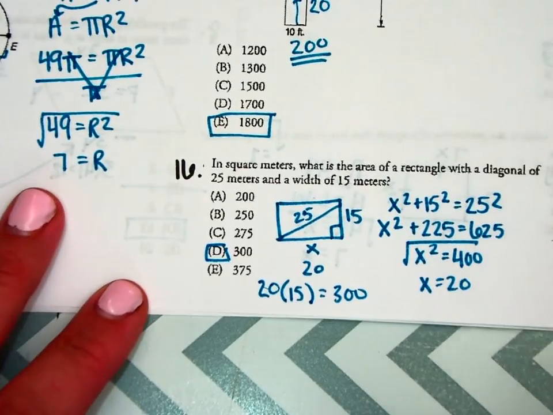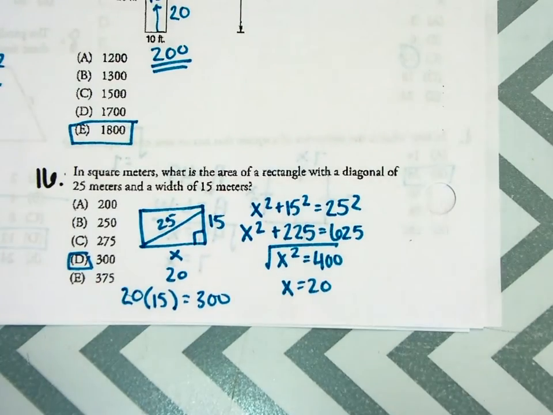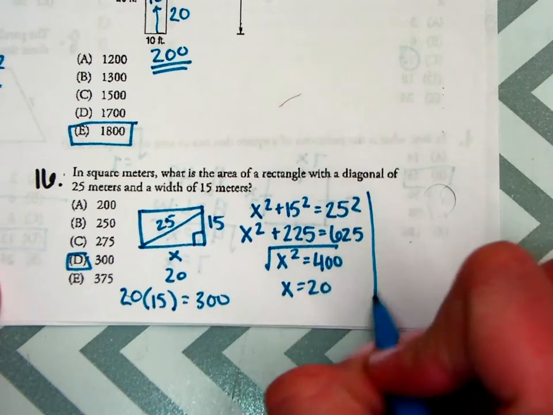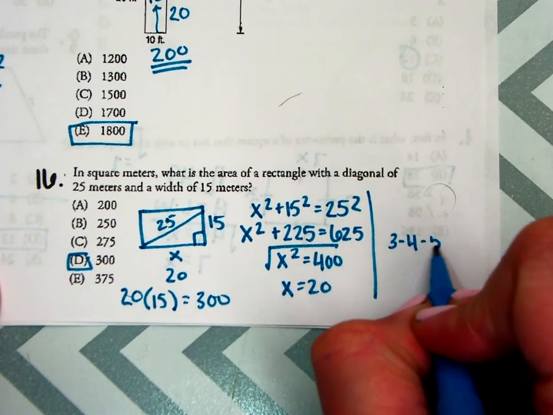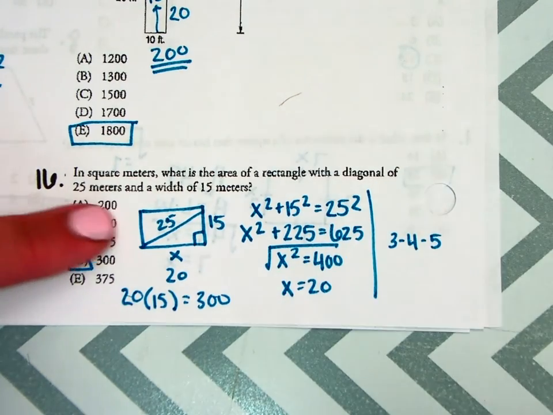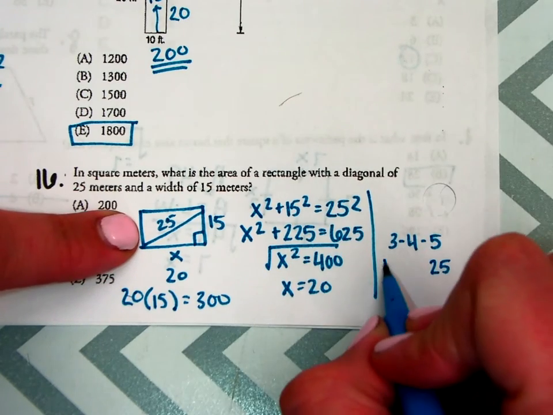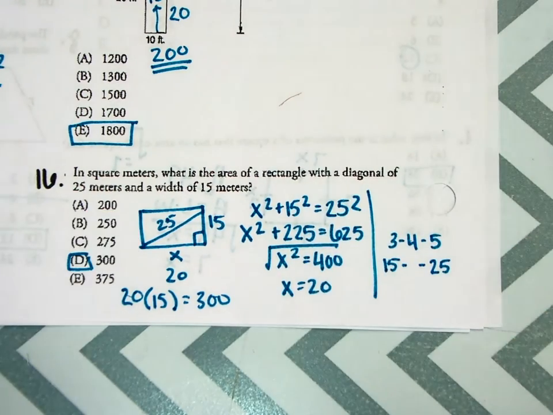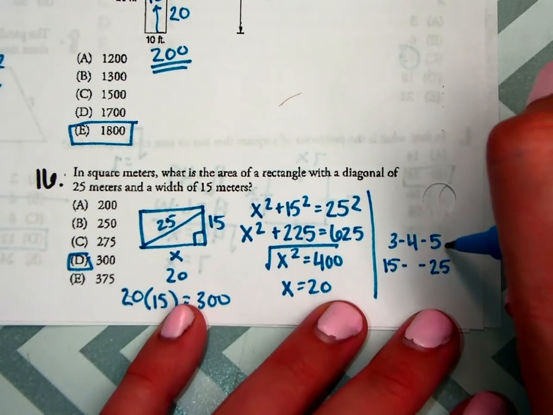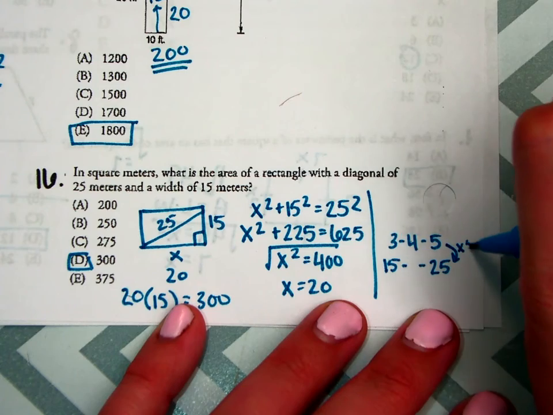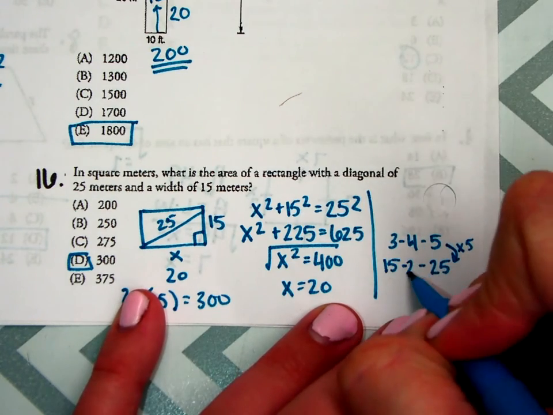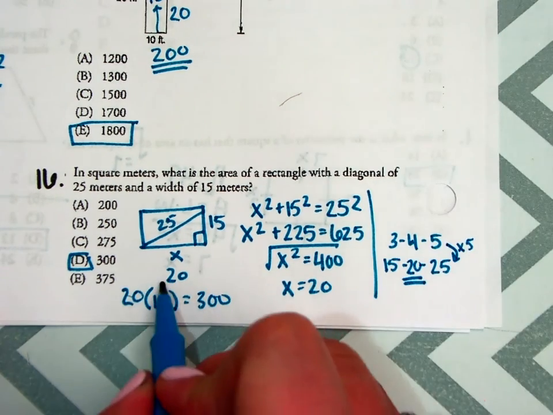Now, you could do this a lot faster if you recognize special right triangles. So I know that 3, 4, 5 is the basic special right triangle. Well, the hypotenuse here is 25. 15 clearly corresponds to the 3 because there's no way I could get 15 when multiplying with 4. Well, 3, 4, 5, to get to 25, I just multiply by 5. So 4 times 5 is 20, which is this distance.